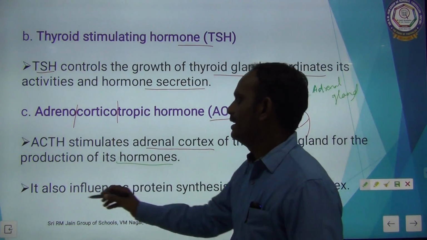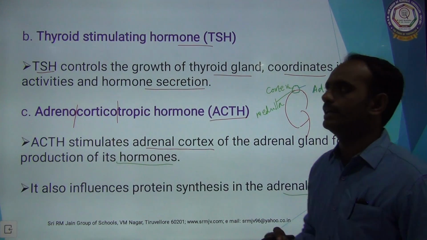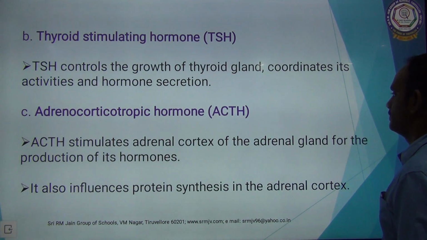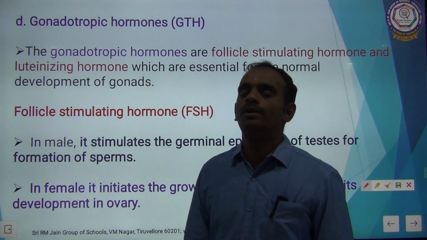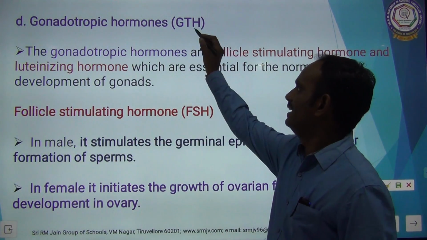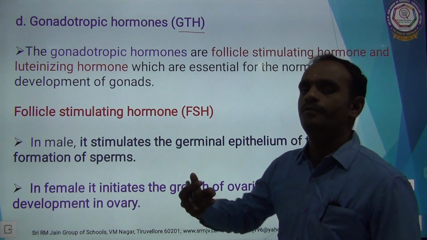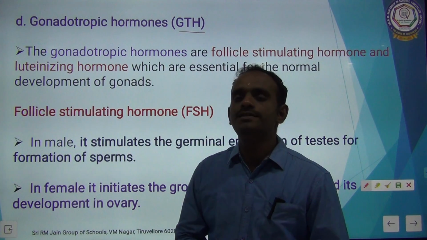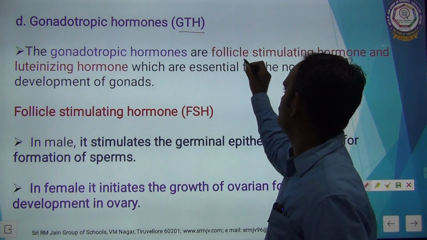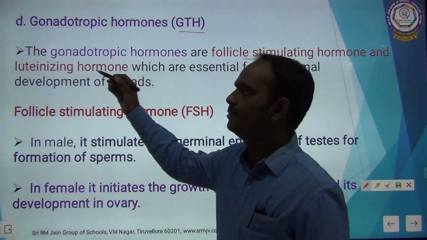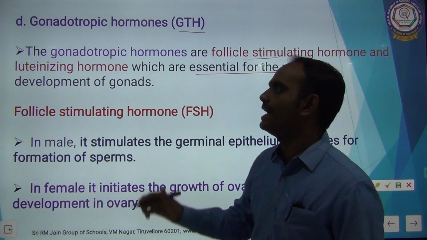And it also influences protein synthesis in the adrenal cortex. The next, the fourth one, gonadotropic hormone, GTH. The gonadotropic hormone comprises two hormones. One is follicle stimulating hormone and another one is luteinizing hormone. These, follicle stimulating hormone and luteinizing hormone, are essential for the normal development of gonads.